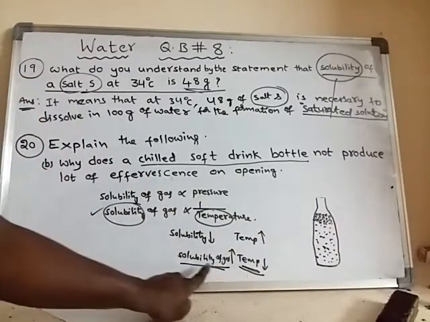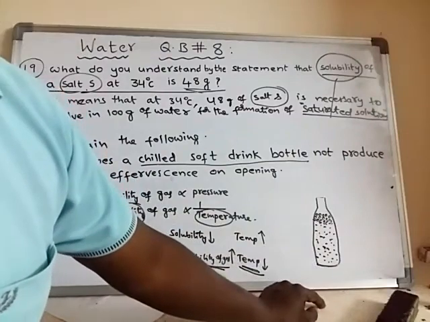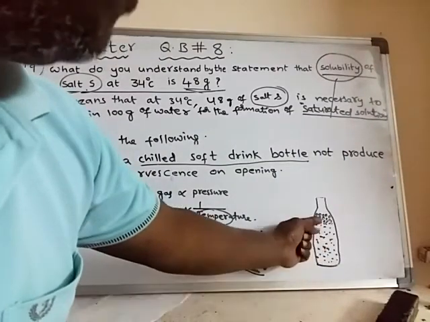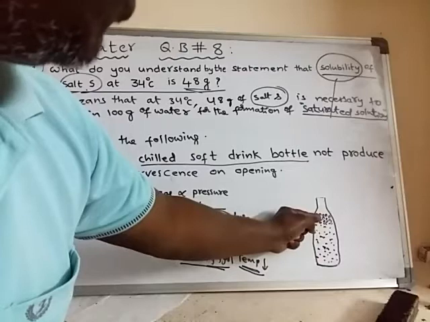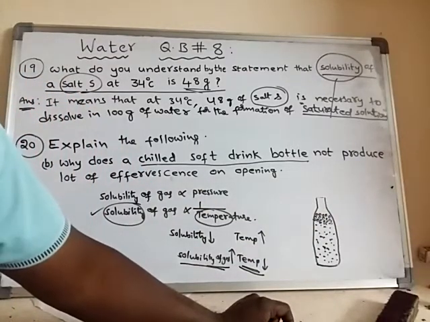Under low temperature, solubility of gas is more. That means more carbon dioxide will dissolve. Only a very small amount of carbon dioxide will come out of the solution in the form of bubbles. Okay, so that is the reason.